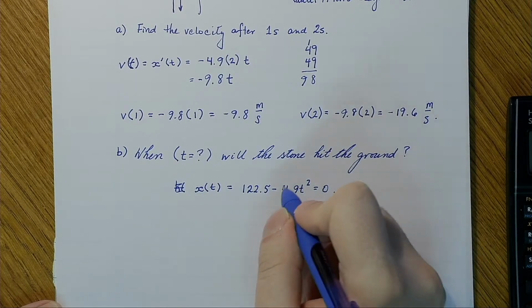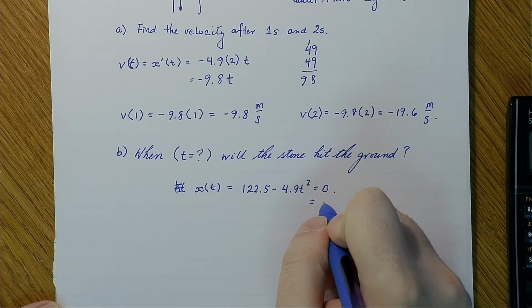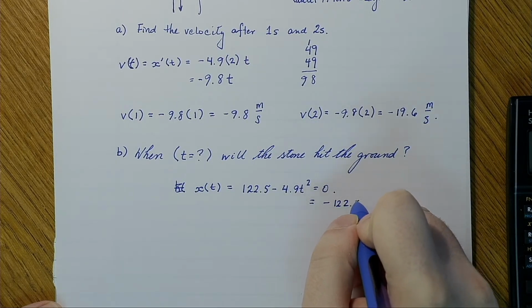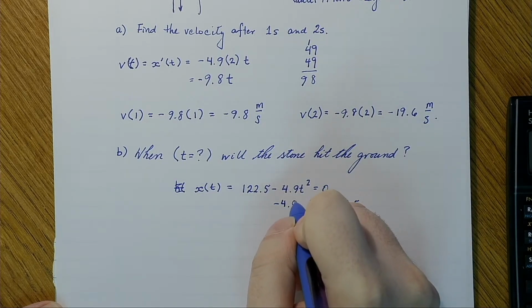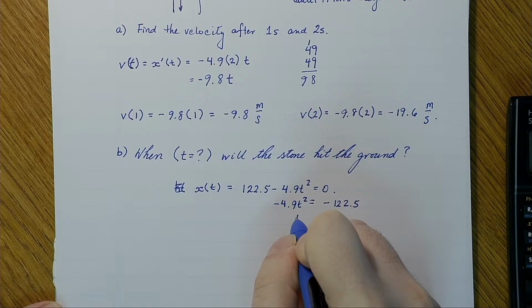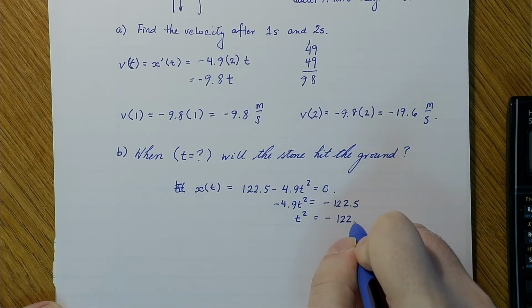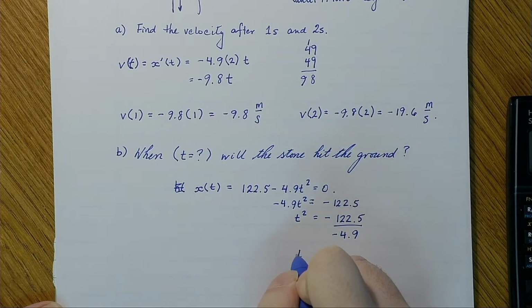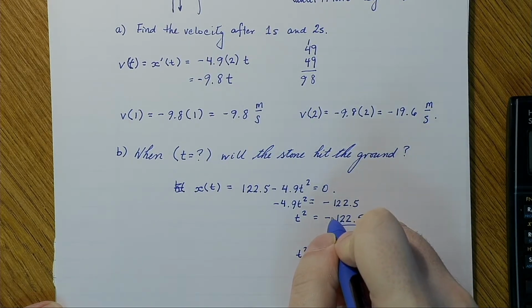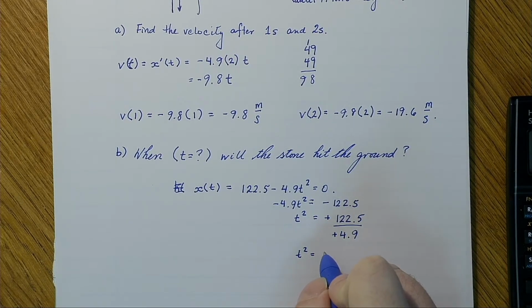And now what we need to do is solve for t. So I get 122.5 and minus 4.9 t squared. I have t squared equals minus 122.5 over minus 4.9. I have a minus and a minus, that becomes positive. So I'm left with 122.5 over 4.9.